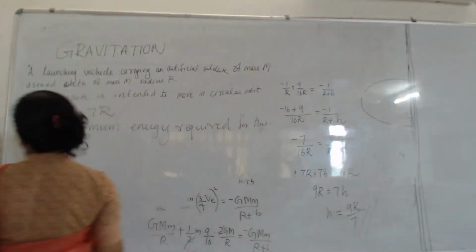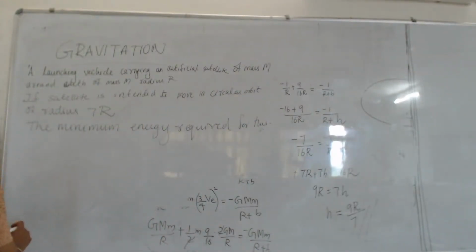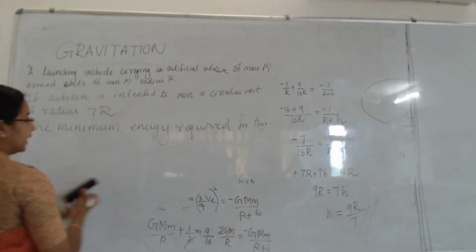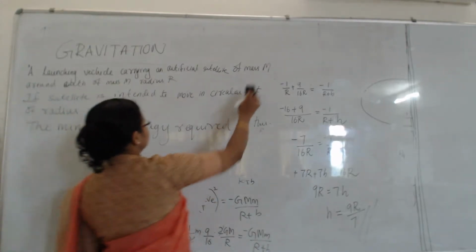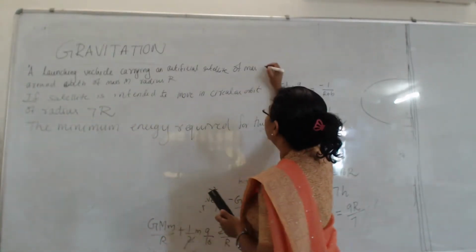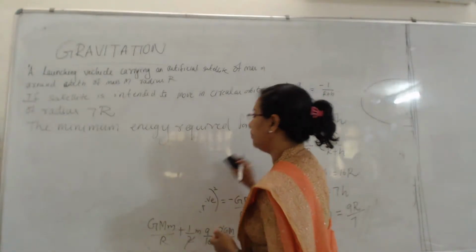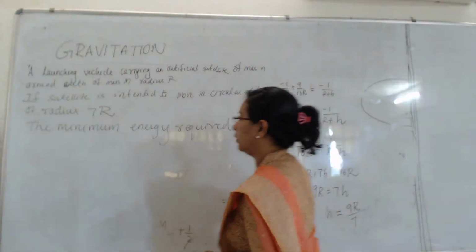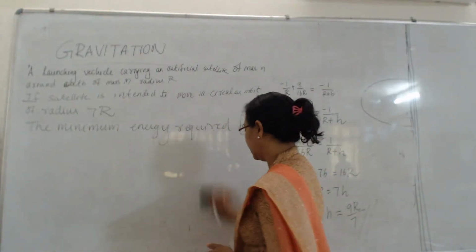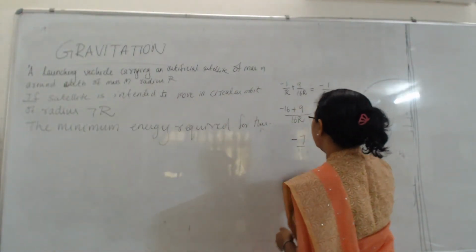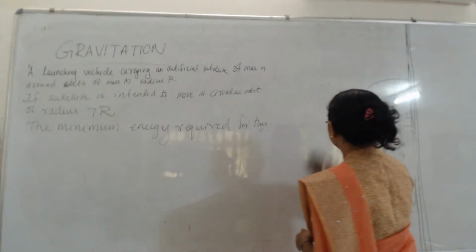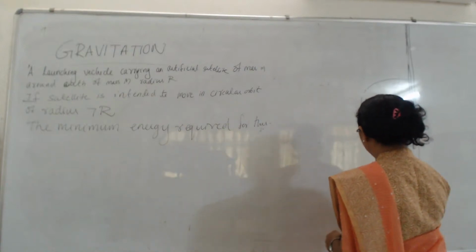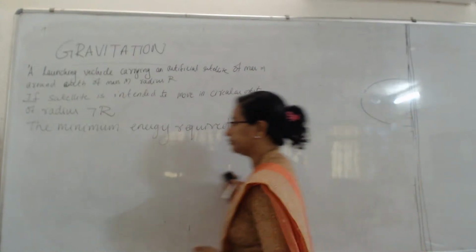Question, you listen. A launching vehicle carries an artificial satellite of mass m around Earth of mass M and radius R. If the satellite is intended to move in a circular orbit of radius 7R, what is the minimum energy required for this?